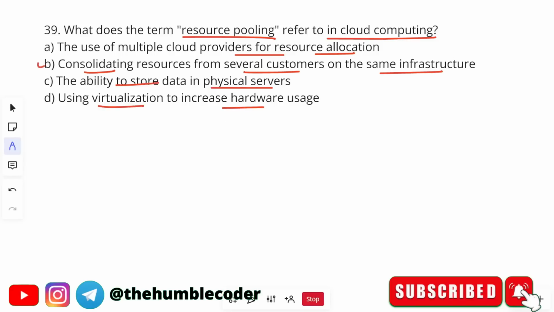So correct answer is option number B, that is consolidating resources from several customers on the same infrastructure.